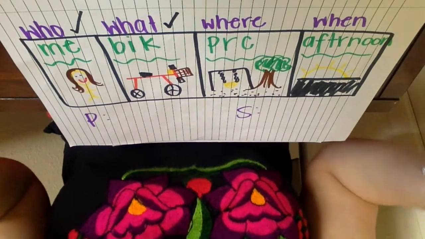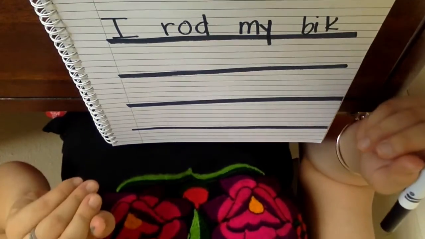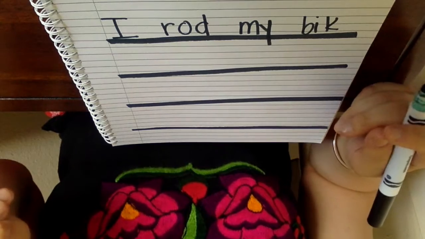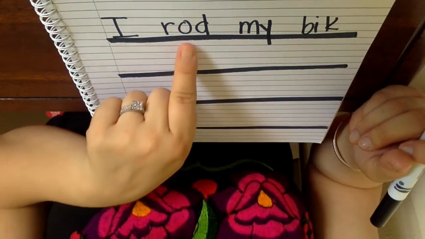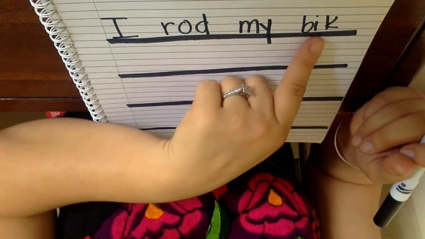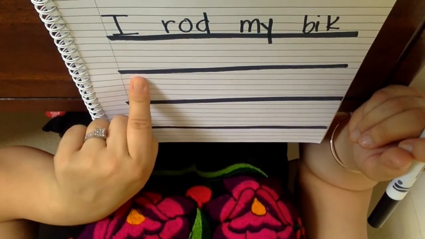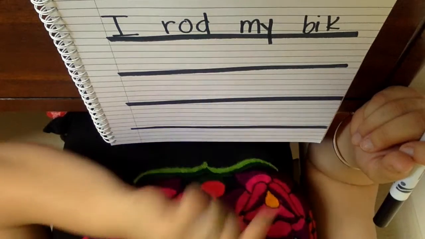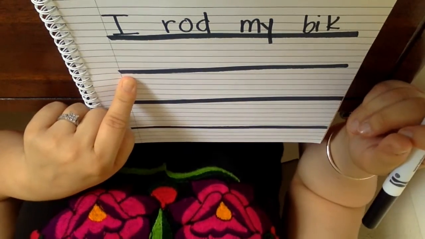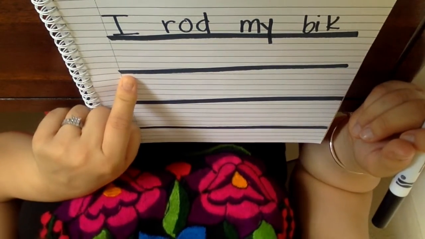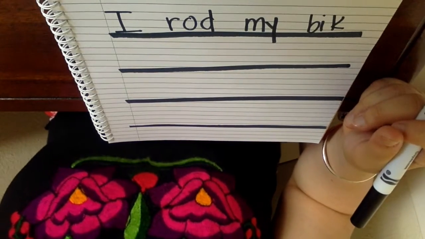So that's what my sentence is going to say next. So let's go back and read just to make sure we know where we ended off. I rode my bike at. We want this next word to be at because we want to say at the park. At. Guess what, guys? At is another sight word that we've worked on.